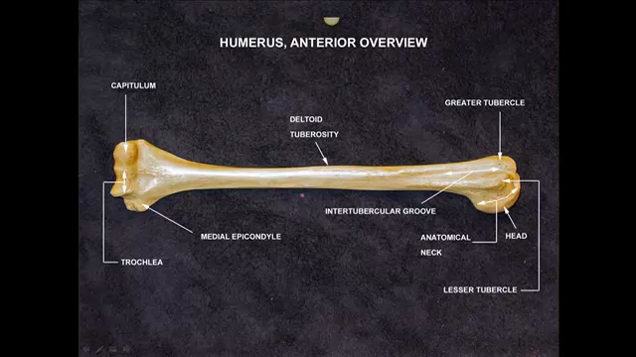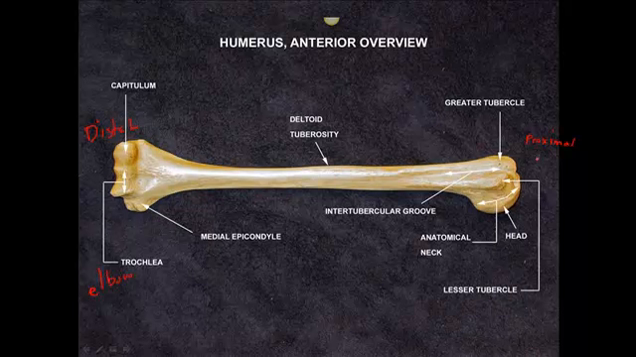Okay, here we're going to move on to the humerus. This is your upper arm. We call it the brachium. Here's our proximal end. This is going to be articulating with the scapula, with the glenoid cavity. And this is distal. This is your elbow. And this is the elbow side.